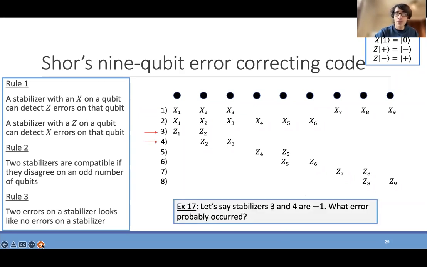Okay, so we're almost done. Just a couple more exercises. So let's do the reverse. We showed that if there was a Z9 error, then stabilizer 1 would have flipped. Now let's say you've measured that stabilizers 3 and 4 have flipped. Can you tell me what error happened? X2. Right, the thing that flips both of those is X2. What about only stabilizer 5 flipped?